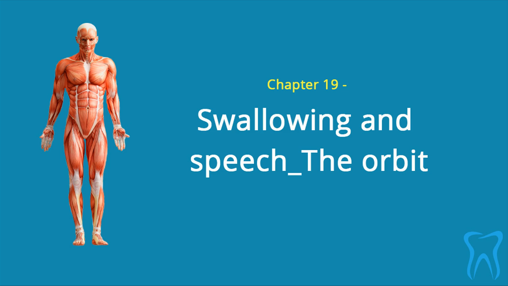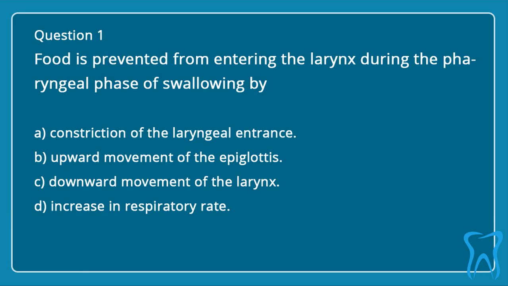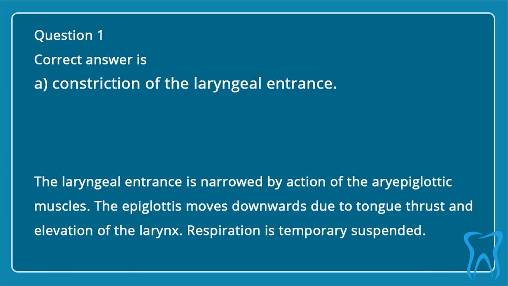Chapter 19, Swallowing and Speech. Question 1. Food is prevented from entering the larynx during the pharyngeal phase of swallowing by: a. Constriction of the laryngeal entrance, b. Upward movement of the epiglottis, c. Downward movement of the larynx, d. Increase in respiratory rate. Correct answer is a.